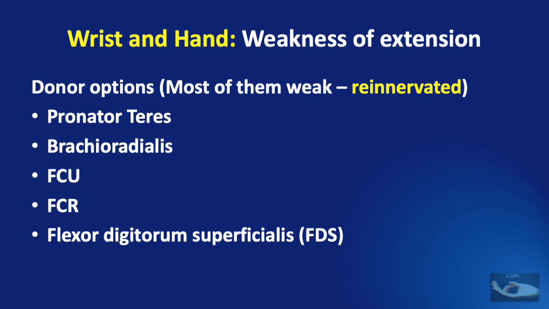The options available for transfer to provide active wrist extension are the pronator teres, brachioradialis, flexor carpi ulnaris or radialis, and the flexor digitorum superficialis. We need to remember that most of them may be weak because they have been re-innervated.